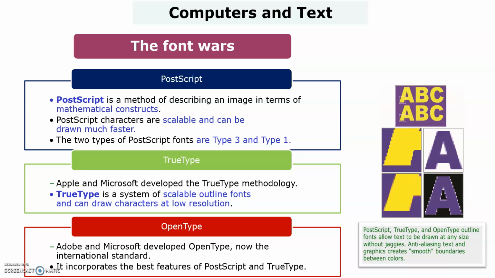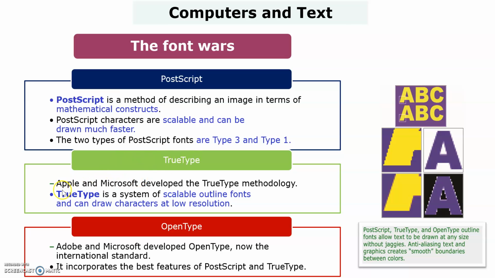So we continue with the PostScript. PostScript is a method of describing an image in terms of mathematical constructs. PostScript characters are scalable and can be drawn much faster, and have two types of fonts, which are Type 3 and Type 1.